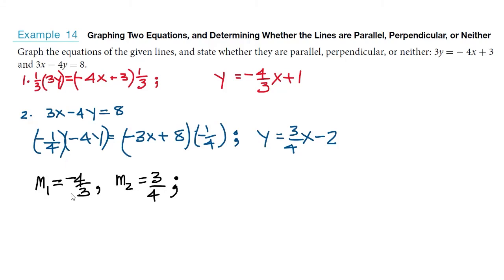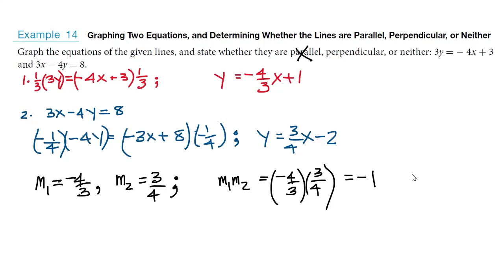So I see the first slope is negative 4/3 and the second slope is positive 3/4. They're not equal to one another, so they're definitely not parallel. Let's see if they're perpendicular. M1 multiplied by M2 is equal to negative 4/3 multiplied by 3/4, and that equals -1, and that meets the criteria for perpendicular. So they are perpendicular.